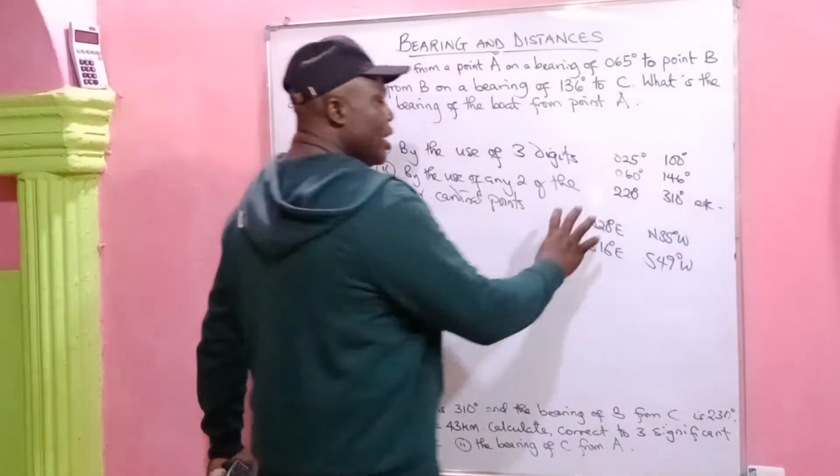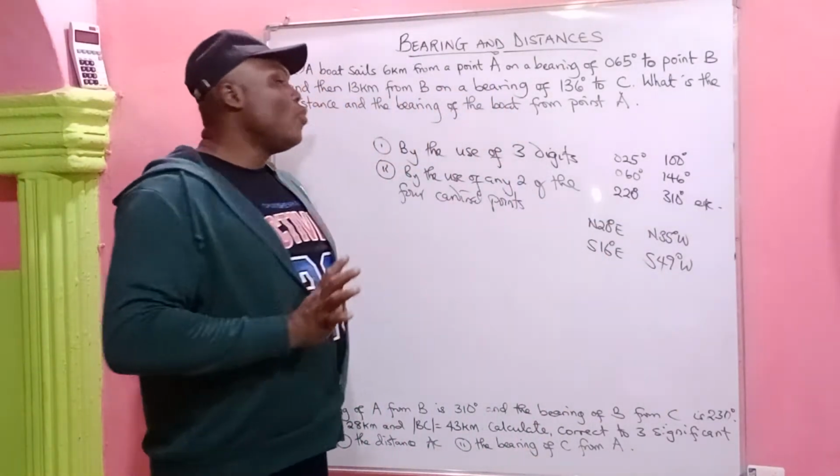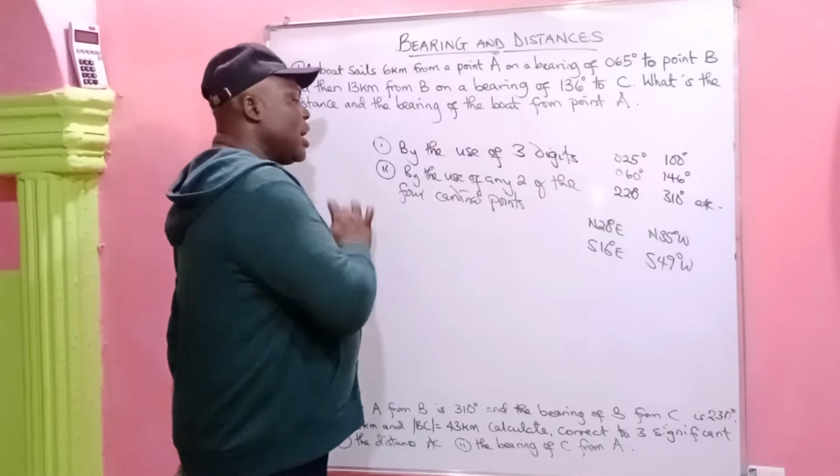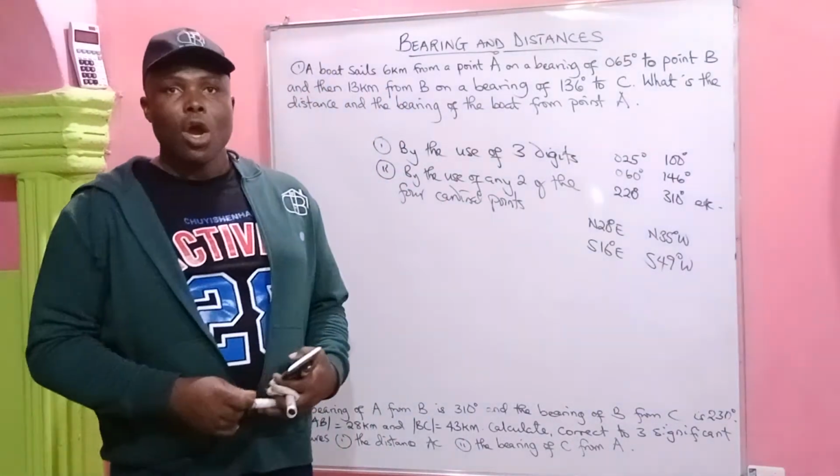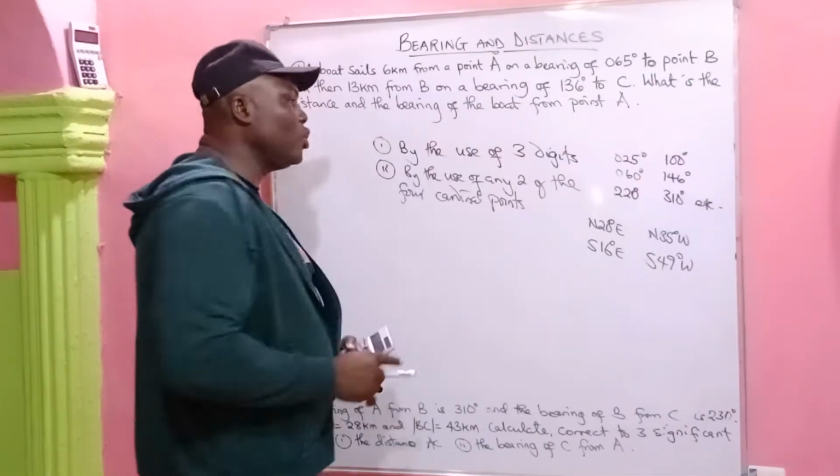So when bearing is presented in this format, we have the second aspect of the bearing, which is by the use of any two of the four cardinal points. Alright, so today we'll be treating the use of the three digits.